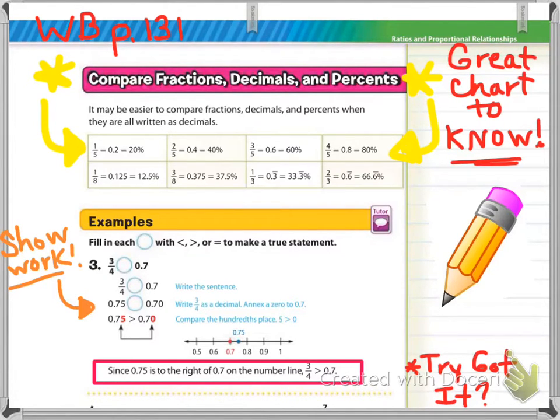Okay, you can try the got it's on page 131. There are letters E through J. There's another example 4 that's similar. I'm not going to put it in the video, but you have it there in your workbook that you can use. Once you have copied what you need off this page and you're ready to move on, go to the next slide.